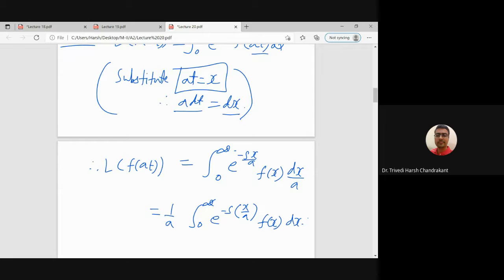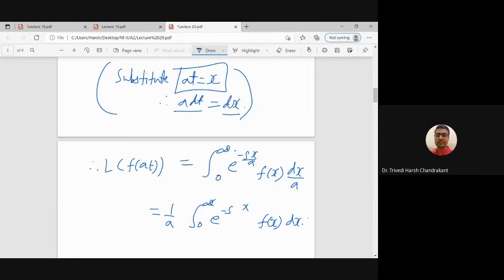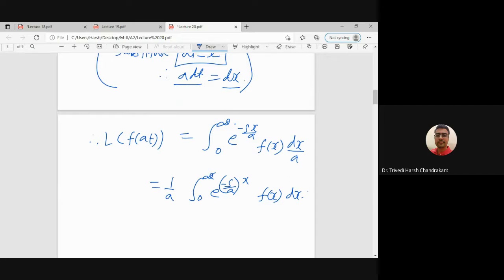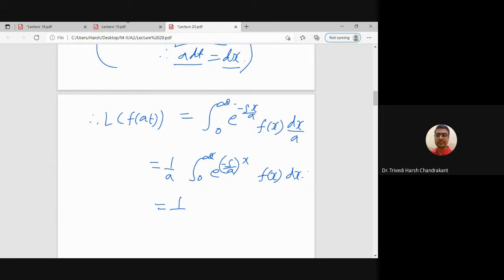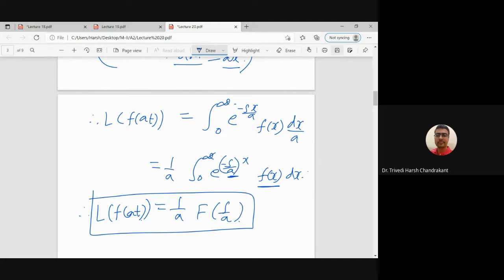So we need to combine a with s here. Again, if you want, we can write t instead of x. So essentially, what we get is 1 upon a times the Laplace transform of the function f, but here s is changed to s divided by a. So we can verify this theorem using the sin at formula.